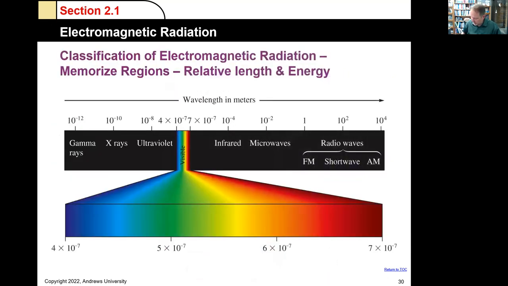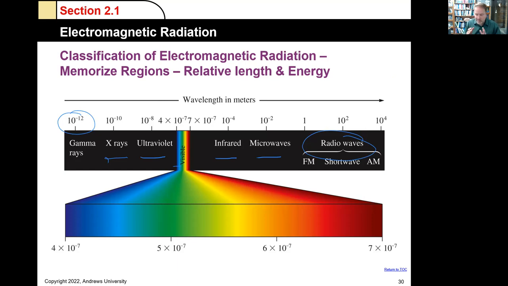Now let's take a look at the entire electromagnetic spectrum, all the way from gamma rays to radio waves. Gamma rays have the shortest wavelengths, 10 to the minus 12 meters, and that is important to know. I want you to memorize that. The wavelengths get a little longer as we go to X-rays, then UV, visible, infrared, microwaves, and then radio waves. I'd like you to memorize those regions in that order, from shortest to longest.